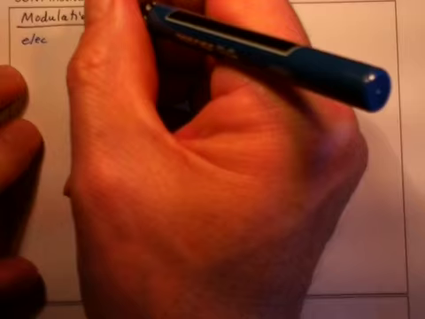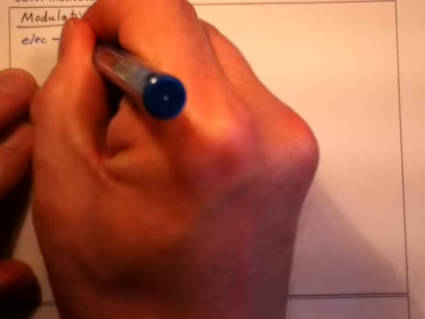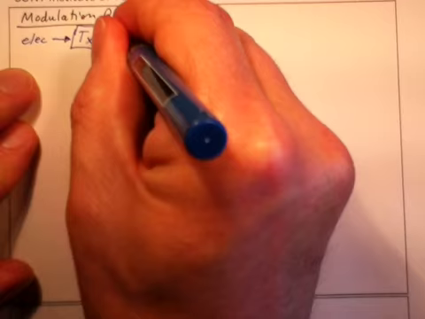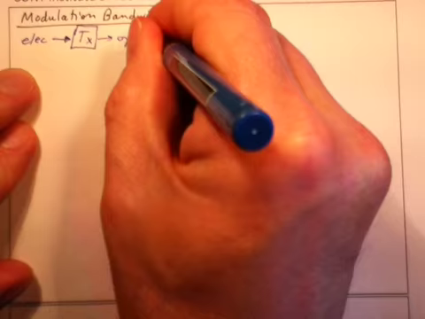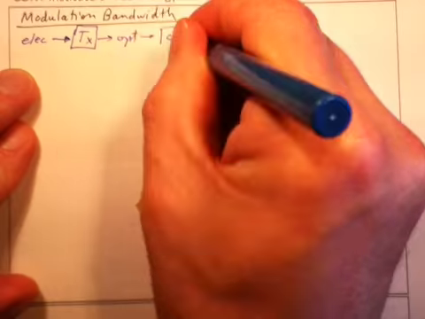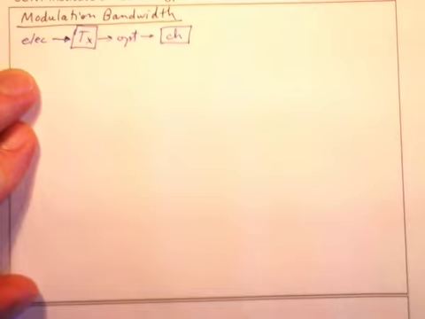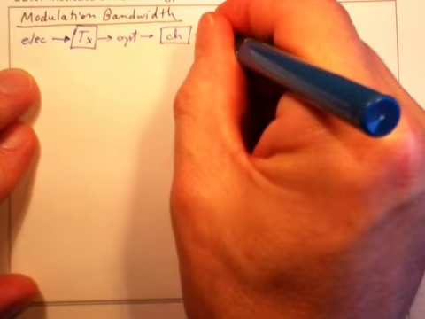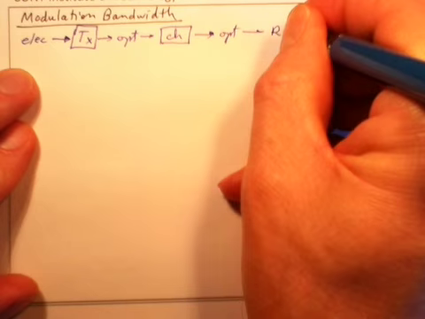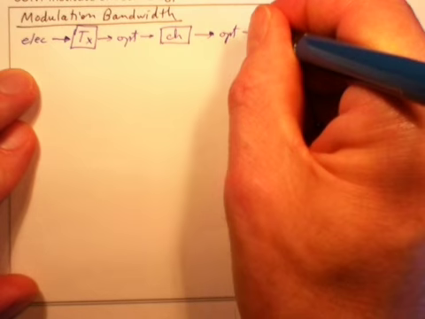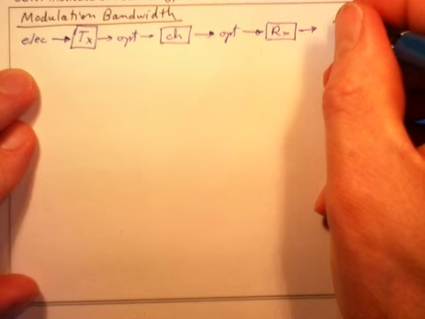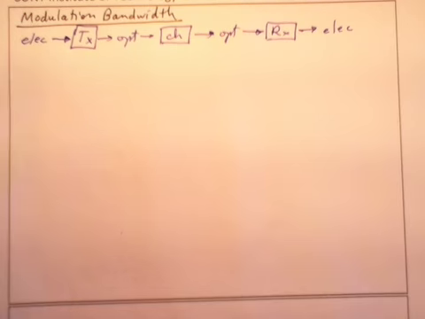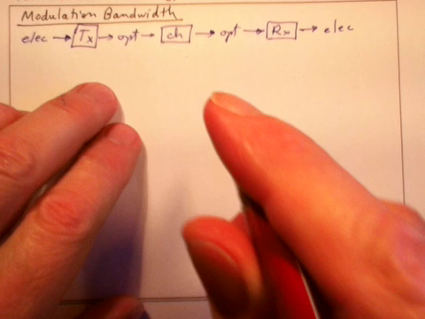I'm going to start off with an electrical signal. I'm going to use that as an input to a transmitter, and then I'm going to get an optical signal. And that's going to go through the channel, or the system, in the last diagram. And then I'm going to get another optical signal that goes into the receiver, and finally is turned into an electrical signal. Okay? And so we have several different questions we can ask ourselves.